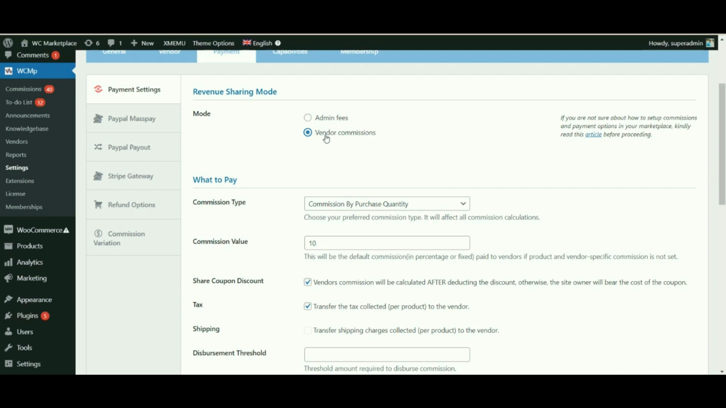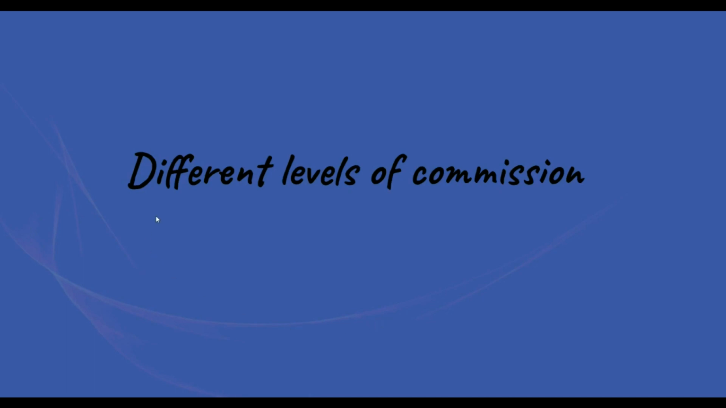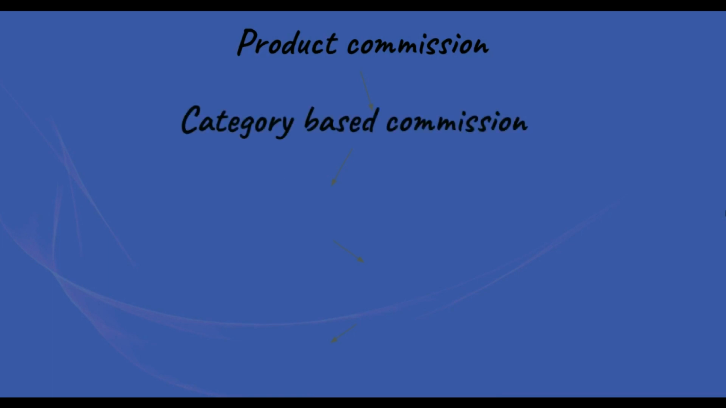Now we shall be learning about the hierarchical structure of commission and how one can set it. WCMP offers different levels of commission, and one level overrides the other. The first level of commission is the product commission, where admin can charge commission on per product sold by a vendor, followed by category-based commission, where you can charge commission on various products of the same category.